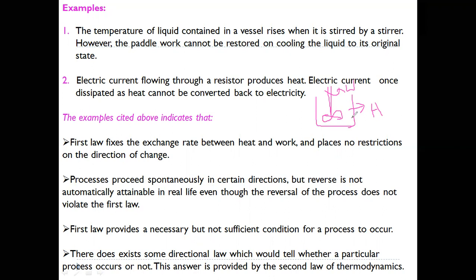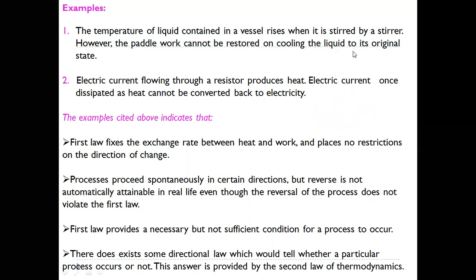Okay. So if the reversal is not possible here, that means if you go on supplying heat, this stirrer itself cannot stir. So this is the violation, or the limitation, of the first law of thermodynamics. And another example we can take is electrical current.